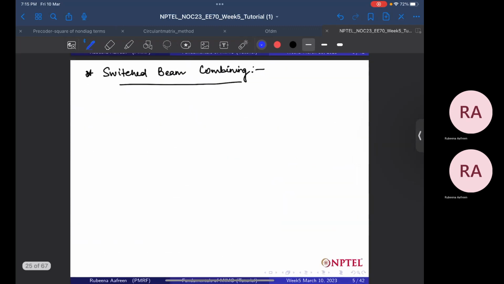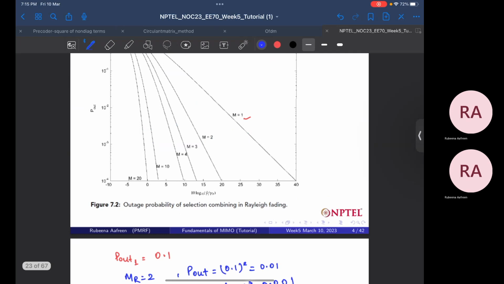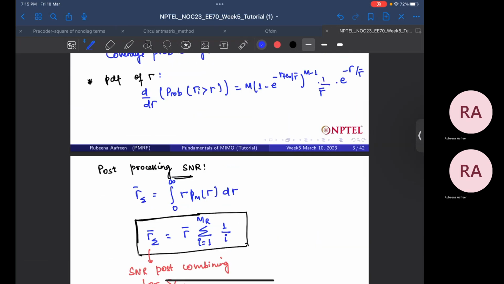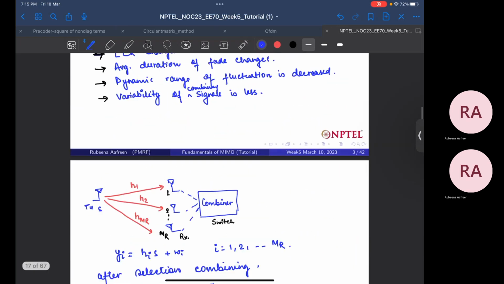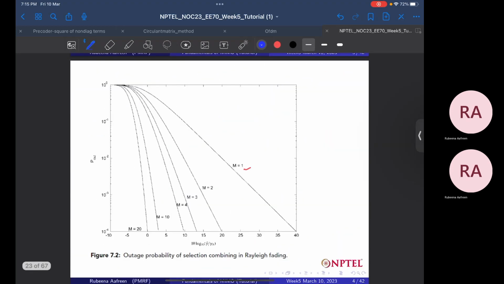So there is one technique called switched beam combining. Here what is happening is that it switches only when the SNR goes below a threshold. Okay, so basically this will reduce complexity. I don't have the diagram anymore, so I'll draw a fresh one.